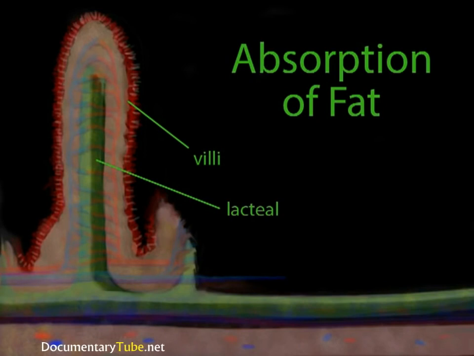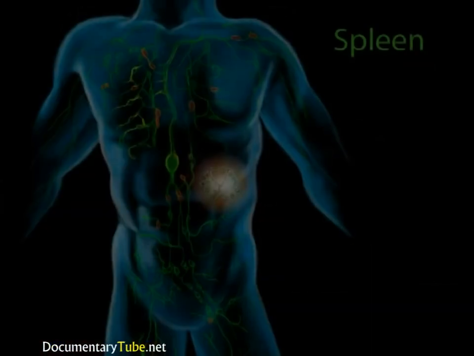Instead of being called lymph, this fluid is called chyle. The chyle eventually gets dumped in the subclavian vein, just like lymph. That is how the fats enter the circulatory system.